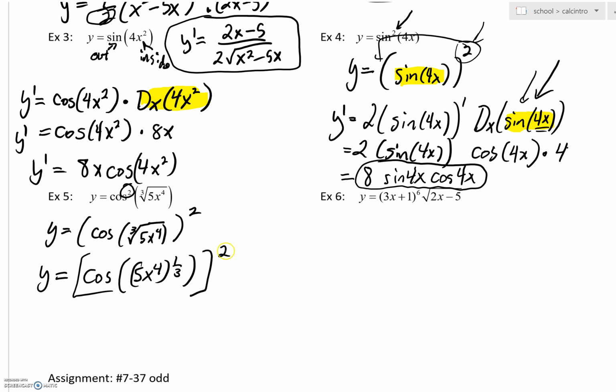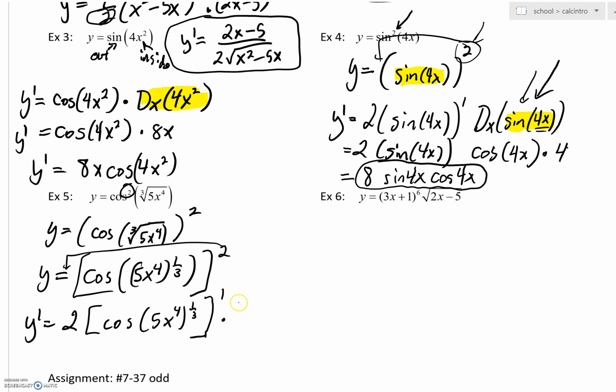You could say, well, hey, how do I take this derivative? Well, you got to take the derivative of the outside. You'd say, bring that 2 down. Then we'll say, well, then I'm going to have cosine of 5x to the fourth, raise that up to the 1/3, and this is now all to the 1 power. But then what do you got to do? You got to take the derivative of cosine of 5x to the fourth, all up to the 1/3 power.